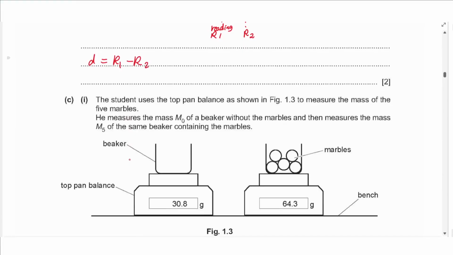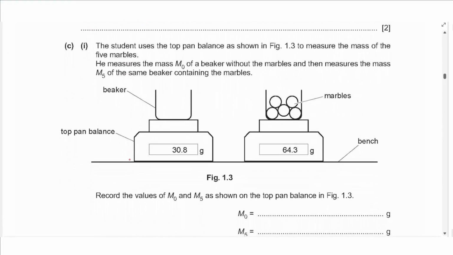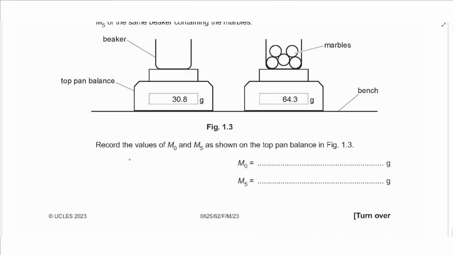The next question says the student uses the top pan balance as shown in figure 1.3 to measure the mass of 5 marbles. He measures the mass M0 of a beaker without the marbles and then measures the mass M5 of the same beaker containing the marbles, 5 marbles, not 1 marble. It says record the values of M0 and M5 as shown on the top pan balance in figure 1.3. So the first one is 30.8 and the next one is 64.3 grams.